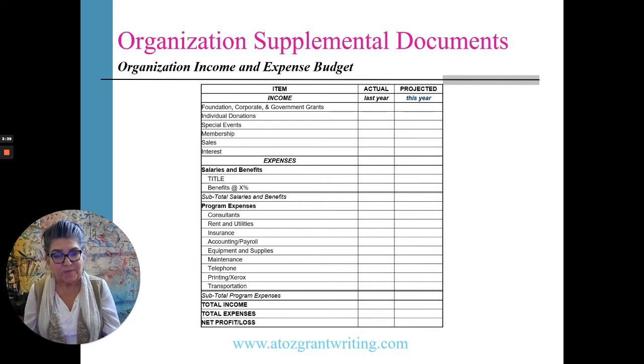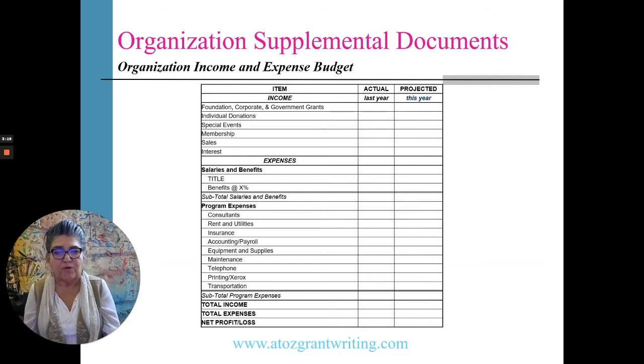Then we have expenses, salaries and benefits, multiple titles. I've only included one line for a title, but of course you have a larger staff than that. So it will be multiple titles, followed by the benefits that each one of these titles, or the total of these titles, would receive for last year, actual, and projected for this year.